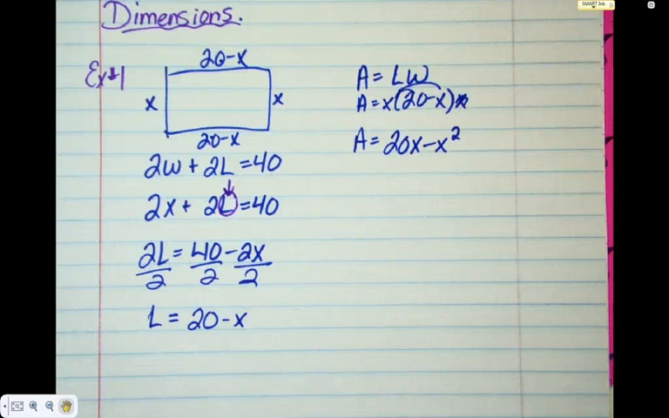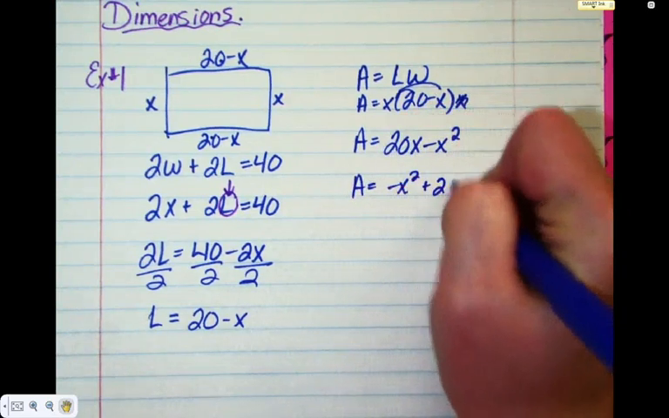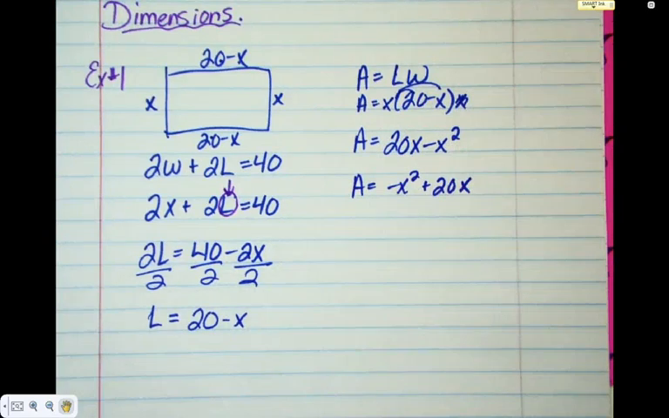So all I'm going to do is put that x squared first, because we're used to seeing a negative x squared and then a plus 20x. So that's just a regular old parabola. What are we trying to find? We're trying to maximize the area. So this is the same thing as if I said find the maximum of this parabola. How do we find a max?